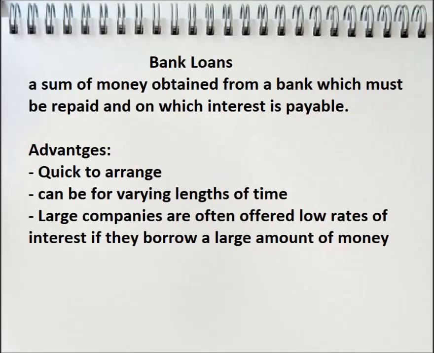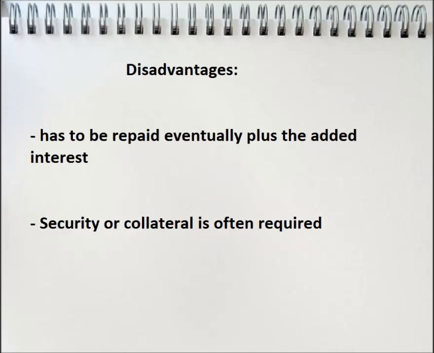Bank loans. A sum of money obtained from a bank which must be repaid and on which interest is payable. Advantages: quick to arrange. Can be for varying lengths of time. Large companies are often offered low rates of interest if they borrow a large amount of money. Disadvantages: has to be repaid eventually plus the added interest. Security or collateral is often required.